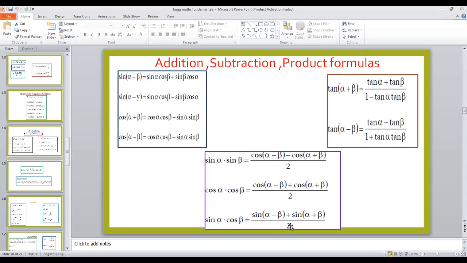So there are two more formulas for the tangent trigonometric ratio. That is, tan of alpha plus beta is tan alpha plus tan beta upon 1 minus tan alpha tan beta. And the next, tan alpha minus beta is tan alpha minus tan beta upon 1 plus tan alpha tan beta.